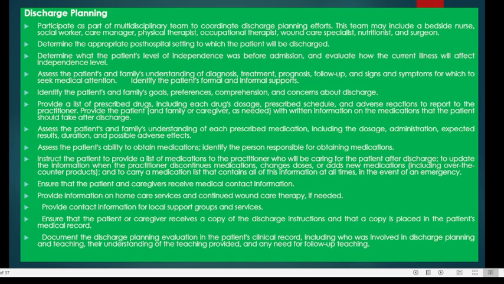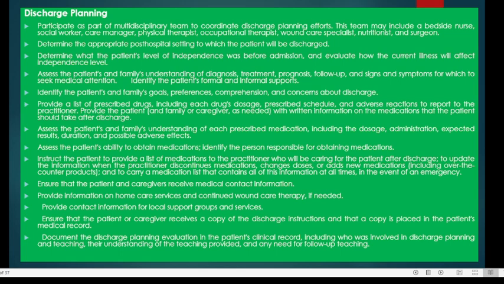You also need to assess the patient's ability to obtain medication. Identify the person responsible for obtaining this medication. Instruct the patient to provide the list of medication to the healthcare provider who will be caring for this patient after discharge, and to update this information so that no other drug is prescribed outside the list. Ensure that the patient and caregivers receive medical contact information.